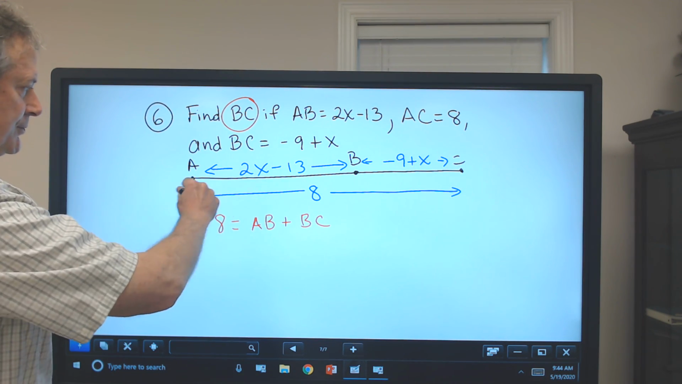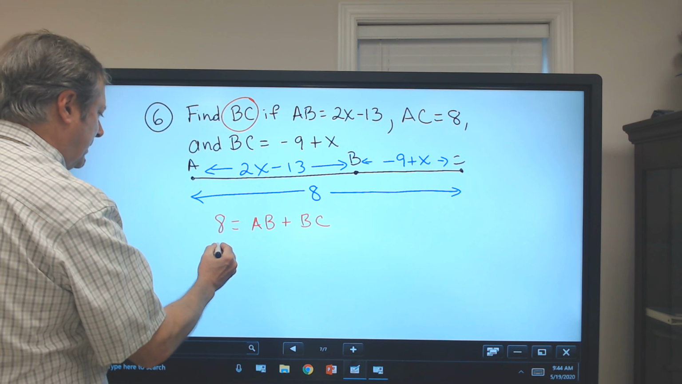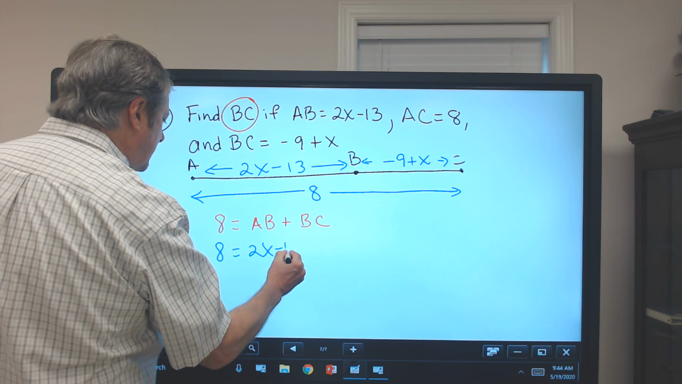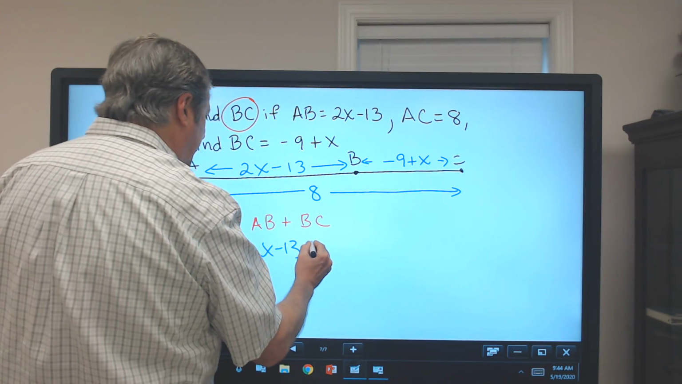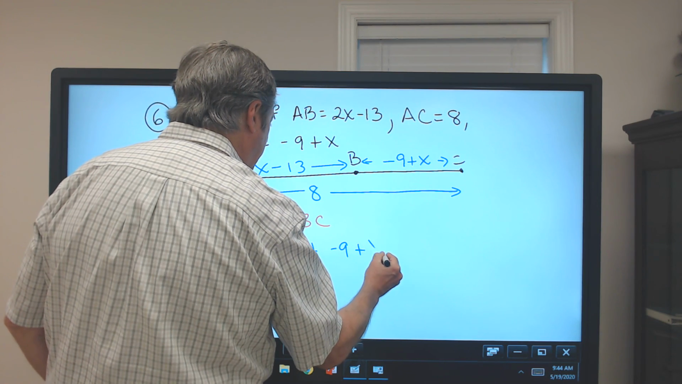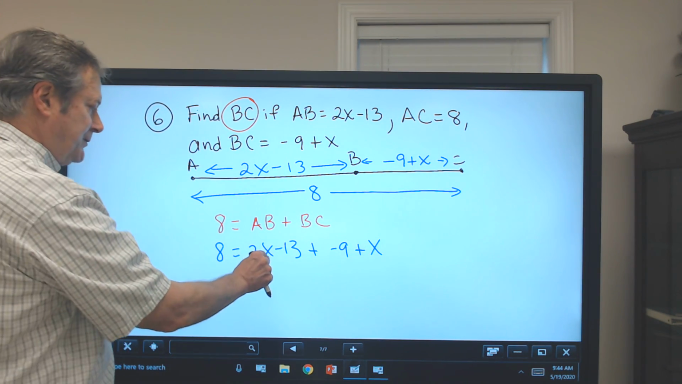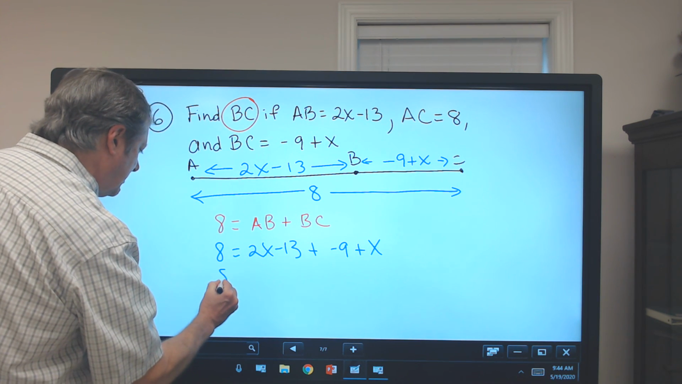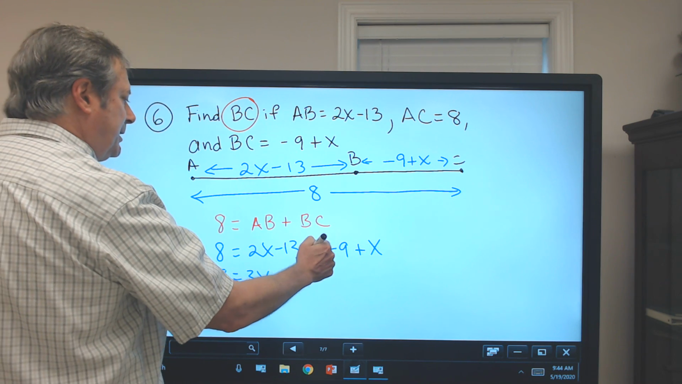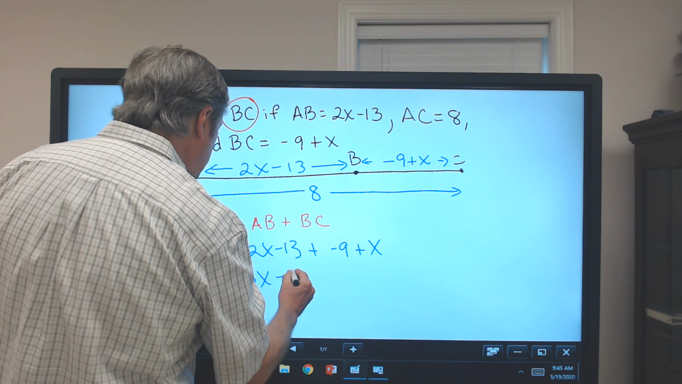Now this is still true. 8 is equal to that plus that, and that's going to help us solve for x. So we've got 8 is equal to 2x minus 13 plus negative 9 plus x. So let's combine the like terms. We have 2x plus 1x, so that's going to be 3x. And we have negative 13 plus negative 9 is going to be negative 22.